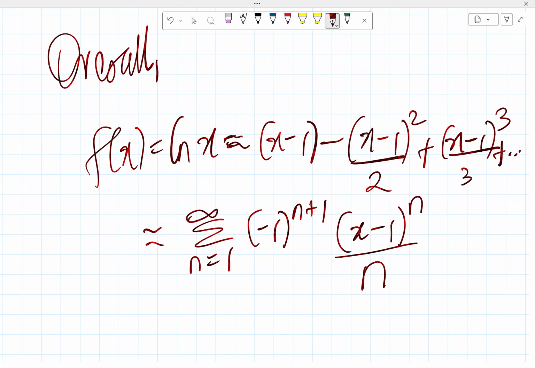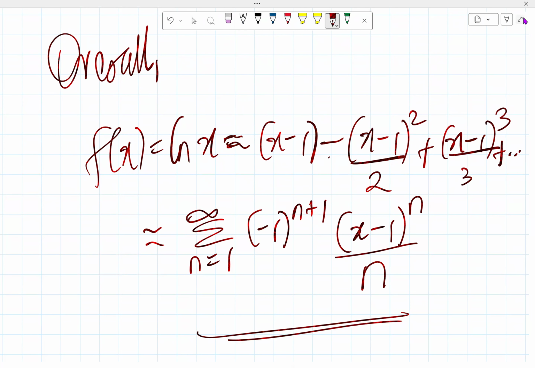At n equals 0, we have minus 1 raised to power 1. At n equals 1, we have minus 1 raised to power 2. That will be positive, and then we have x minus 1 raised to power 1. At 2, we have minus 1 raised to power 3. That's a negative sign here. Then we have x minus 1 squared over 2. So this is how to approximate that.